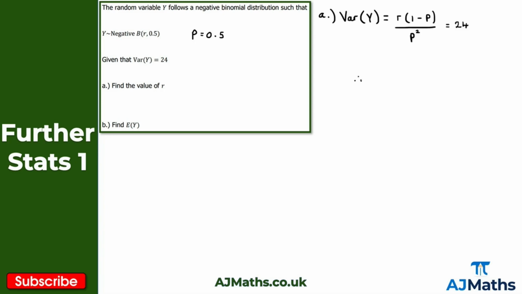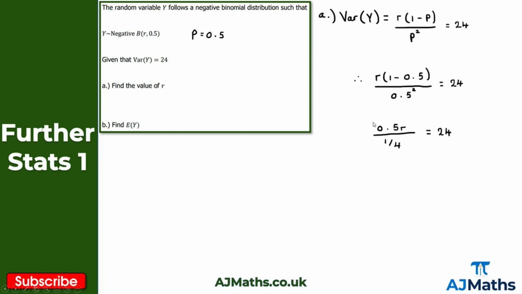So what I've got here then is r times 1 minus 0.5, which would obviously just be 0.5, and we divide this by 0.5 squared, and that's all equal to 24. So now, if I evaluate the bracket, 1 minus 0.5, that's simply 0.5. So what I get here then is 0.5r all over 0.5 squared, so that's a half times a half, which would give me a quarter, or 0.25, whichever you prefer, and that's equal to 24.